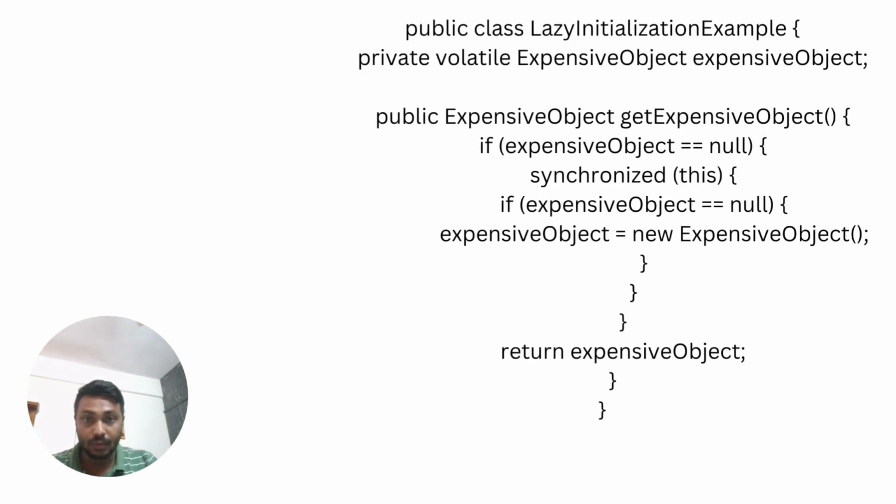You can see here an example of lazy initialization, and we can use the volatile keyword. If you use the volatile keyword here, it will not allow it to be modified inconsistently by multiple threads. So we have defined it as private volatile here. In the case of multi-threading, it will not allow multiple objects to be created.